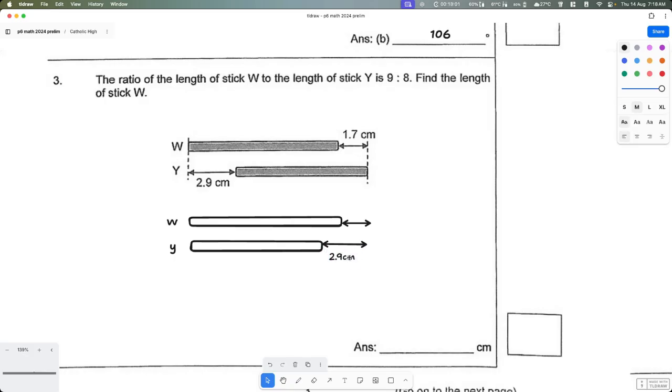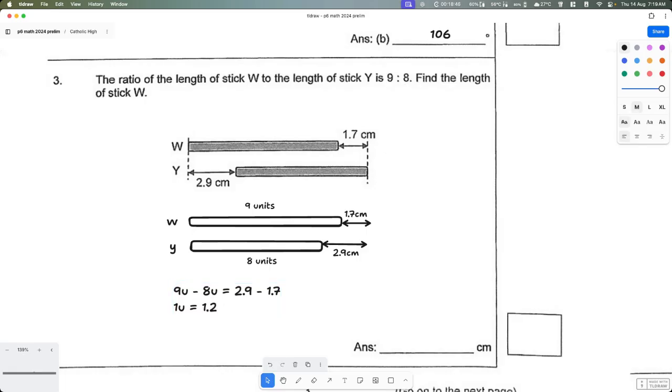And that is 1.7. From here we also know that W is 9 units. I'm going to put here 9 units, and this is 8 units as well. So I think from here, we can solve this. Over here, 9 units minus 8 units is equal to 2.9 minus 1.7. This will become 1 unit equals 2.9 minus 1.7, which equals 1.2. So from here, find the length of W.